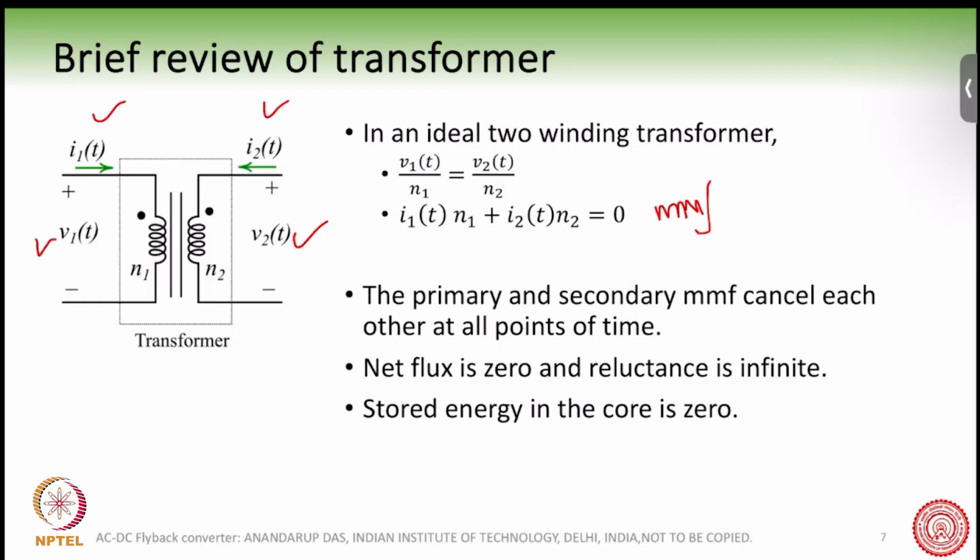I1 N1 plus I2 N2 equal to 0, right? Note that we sometimes use the current like this also, which I can give a new name, say I2 dash, where I2 dash is nothing but minus of I2. Okay, sorry, just a minute.